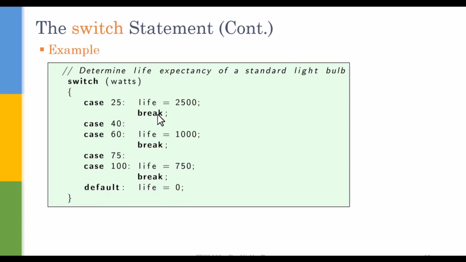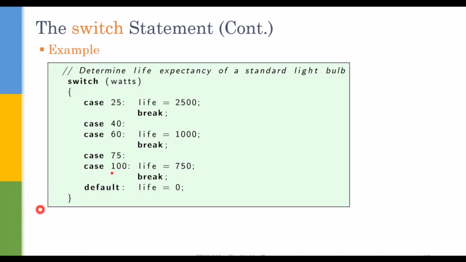Now again, if you remember, we said that a break is like a wall. When it comes to a break, it will take you outside. But what if you don't have a break? See, for case 40 there is nothing in here, and also for case 75 there is nothing. So what happens if wattage is equal to 40? First, the computer will check 25. It is not 40. Now, when it sees 40, it will go inside. But inside there is nothing, and there is no break, so there is no wall. Immediately, it will go to the next one. And what is in the next one? Without testing, it will put 1000 into life.